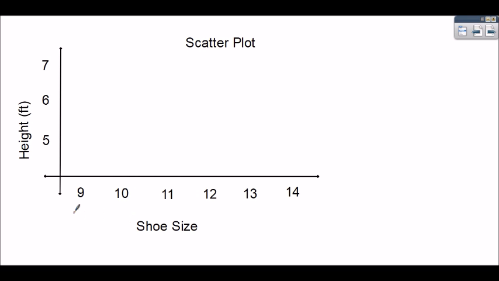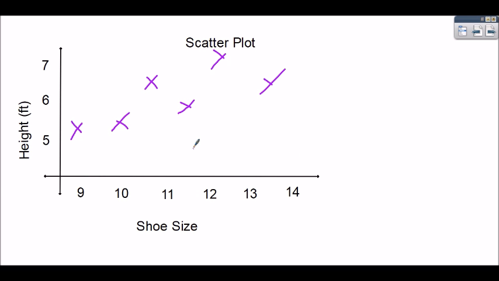So let's say I interview someone and I say, hey, what shoe size do you have? And they say, I wear a size 9. And I say, hey, how tall are you? And they say 5'1". So I would put an X right there because that represents 5 foot 1 inch and 9 shoe size. So that's that person's data. And I'm going to do that for about 5 or 6 other people.